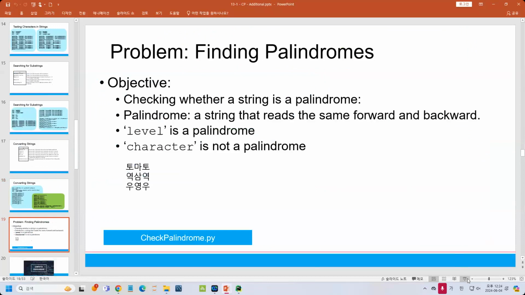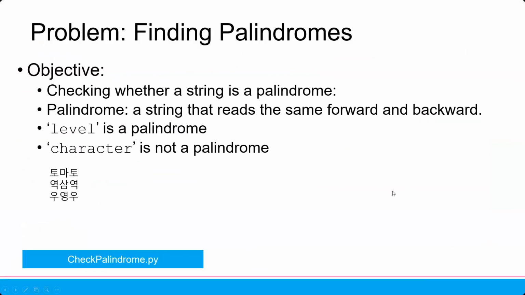Okay, now there is a question. There's a problem. Finding palindromes. Do you know palindromes? It is very famous from the Korean drama. Do you know Woo Young-woo? The drama Woo Young-woo? Yeah. She mentioned the palindrome. Woo Young-woo, 역삼역, tomato. Okay. So this is a palindrome. Now, how can you make the program find whether it is a palindrome or not?